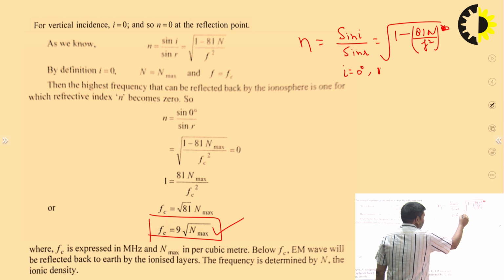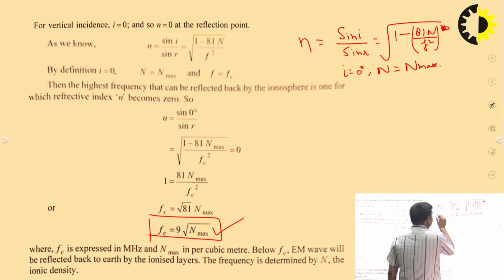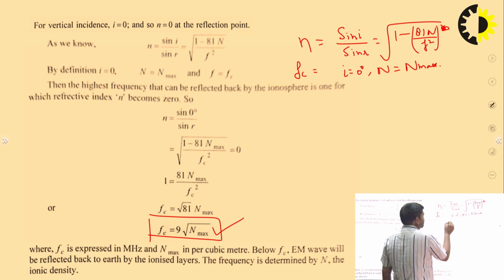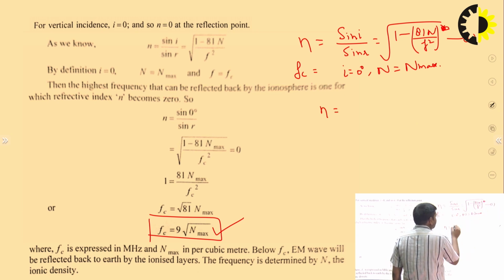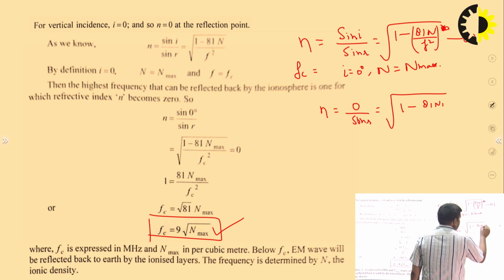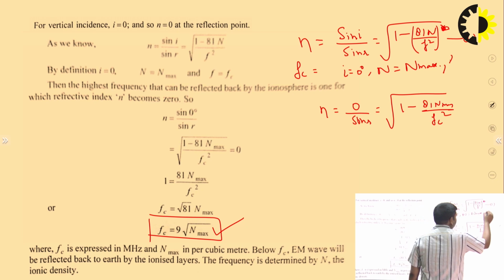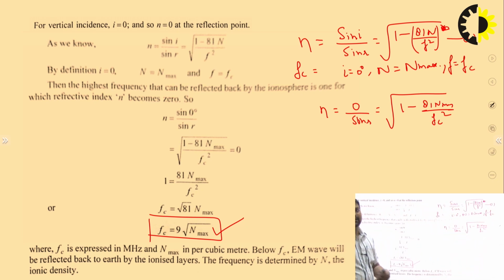That means at that time n is equal to the maximum electron density. So this is the condition for the critical frequency. We put this condition in that particular equation. So n is equal to sin i upon sin r, that means sin 90 upon sin r, which is equal to the square root of 1 minus 81 n max upon fc whole square, because at that time the frequency at which the electron density is maximum is called the critical frequency.